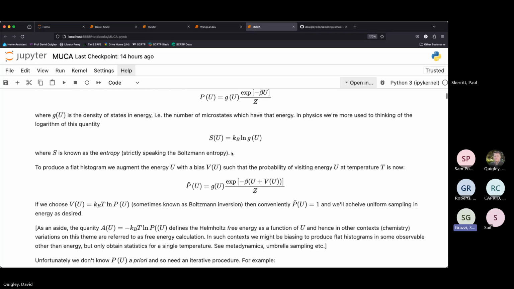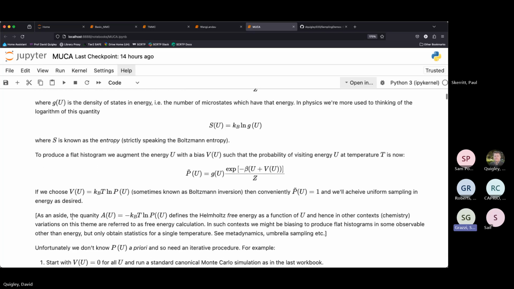And then what Pierre called the free energy is this thing I'm calling A of U, minus kT log P of U. So there's a contribution to that from G of U, which is the entropy, minus T times S, contributing to the free energy, and there's a contribution from the Boltzmann factor of that energy macrostate.